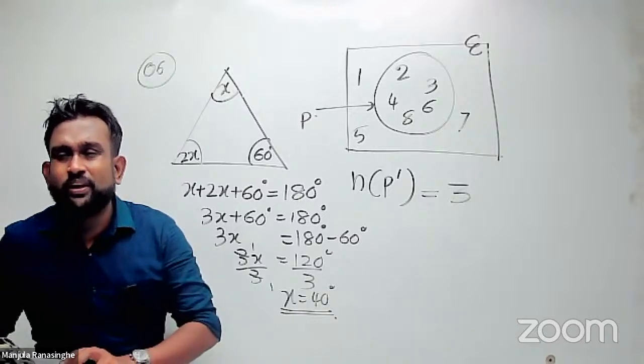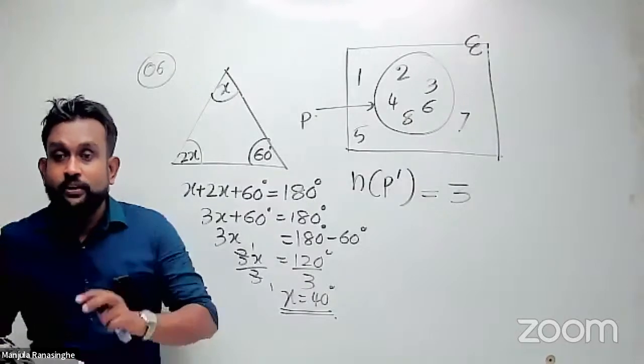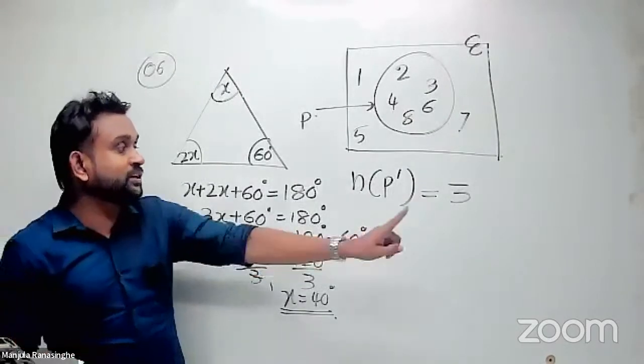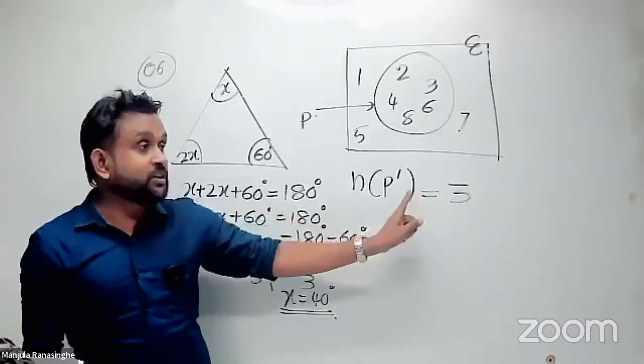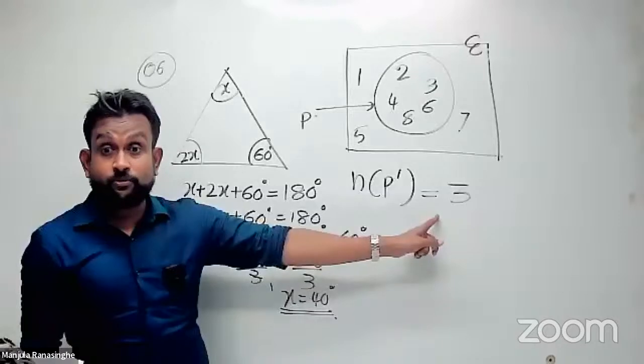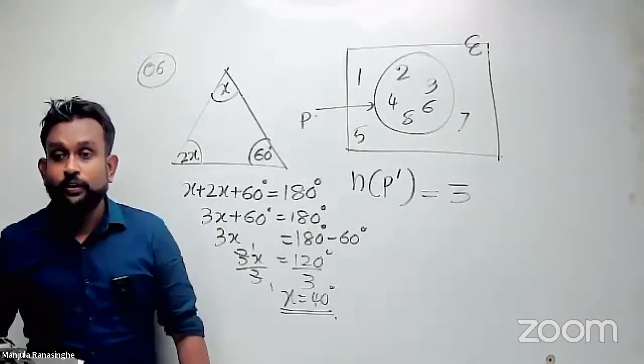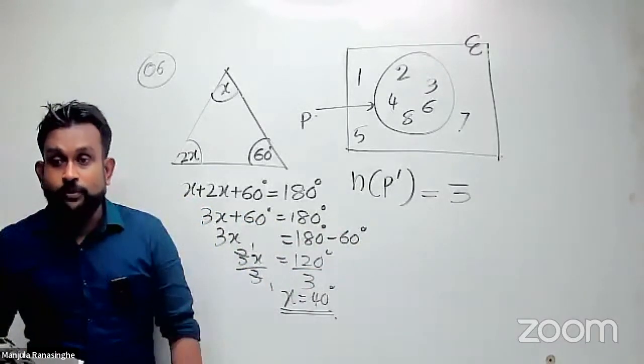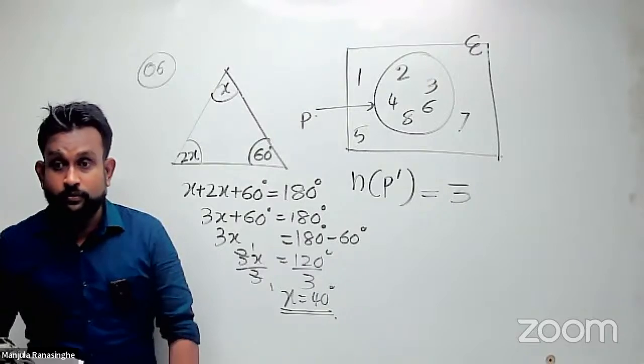No, Puta, for that one, you cannot write N3, just 3 only. Because that means the number of elements of the P dash set, that is 3, not N3. Okay, now I will share the screen.